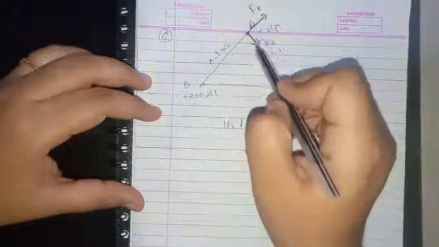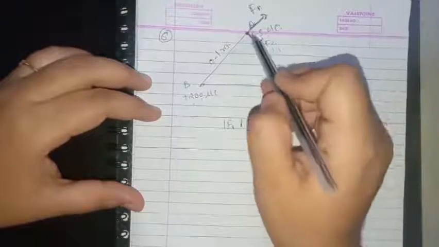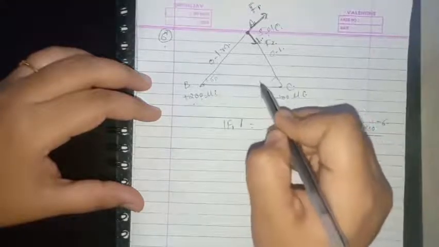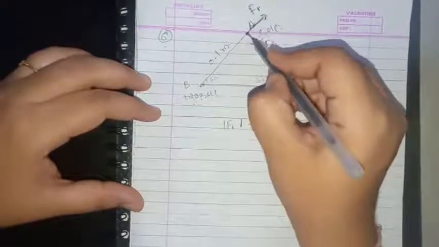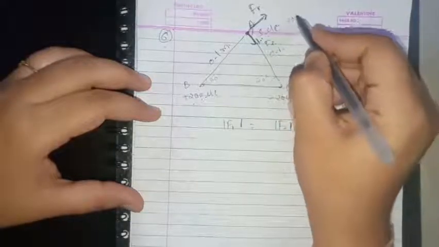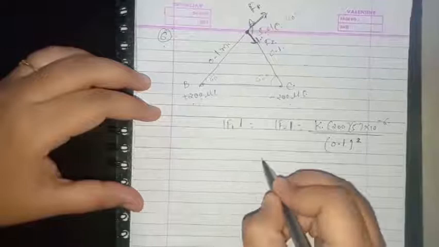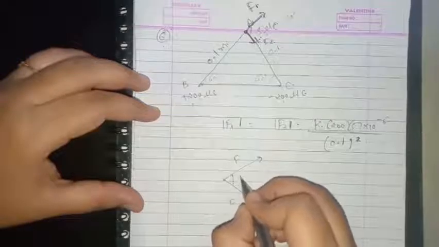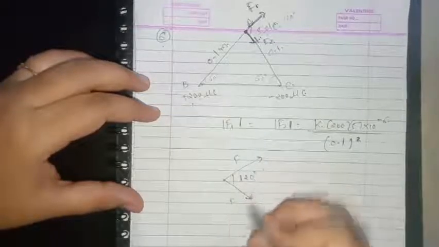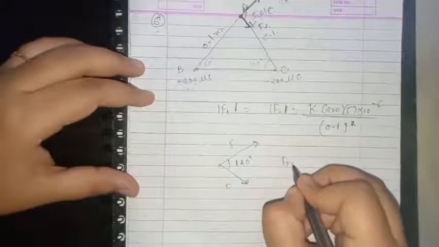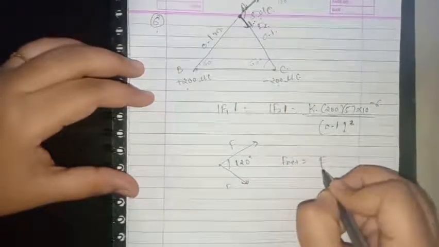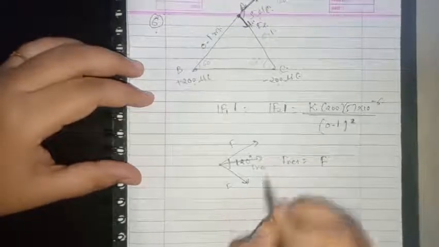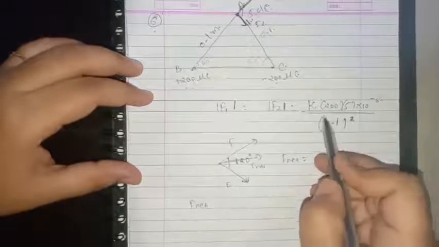Now the angle between these two forces will be 120 degrees. We can find the exterior angle. This is an equilateral triangle. If this angle is 60 degrees, this angle is also 60 degrees, then this is the exterior angle, that will be 120 degrees. So we have two vectors having the same magnitude F, and the angle between them is 120 degrees. So their resultant F net will also have the same magnitude F, and it will be along the angle bisecting line. So F net will be the same as F.